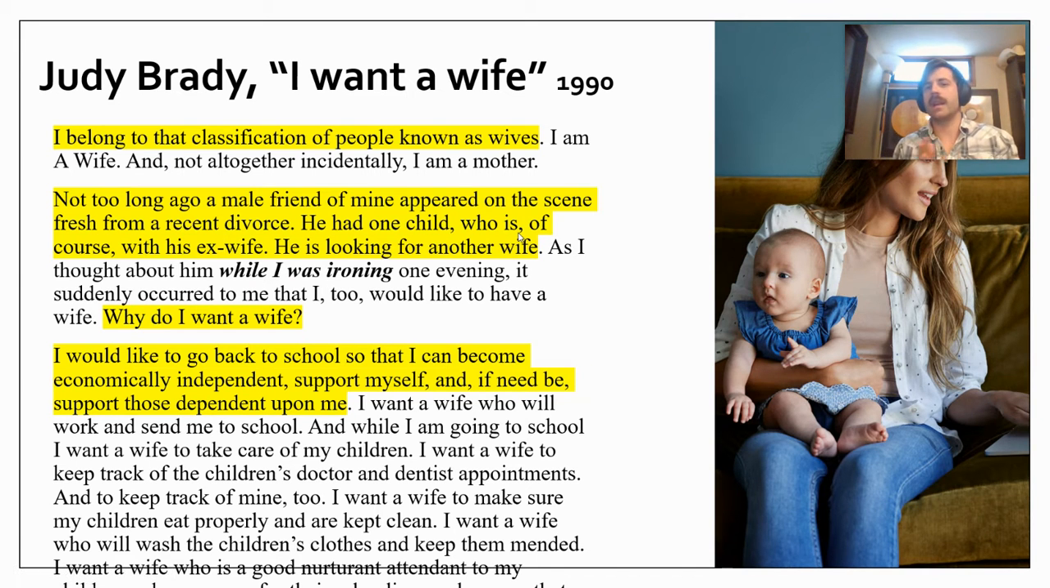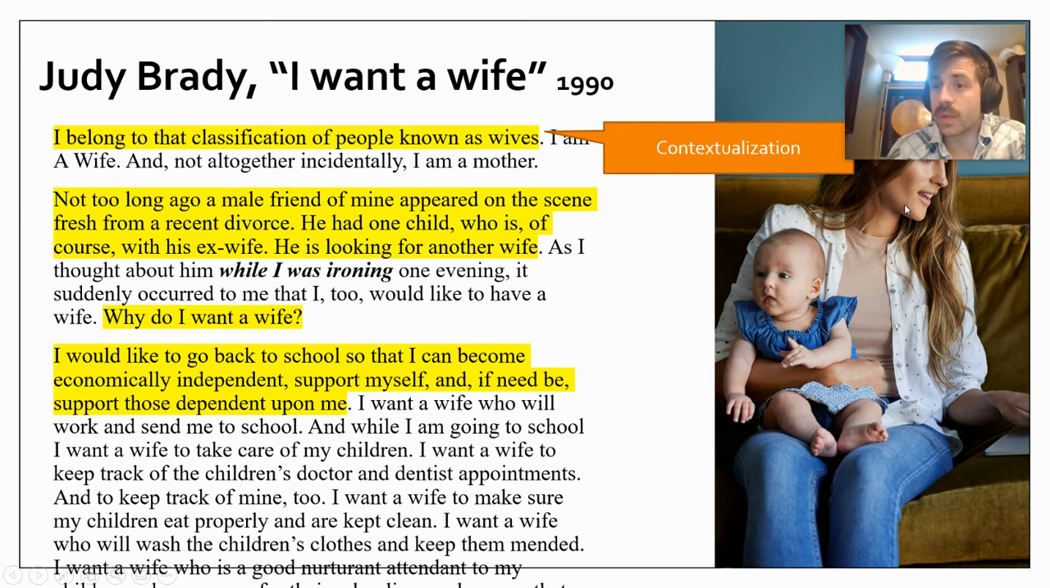This is an essay called I Want a Wife, written in 1990 by author Judy Brady. I'm just going to read the first little bit to you. "I belong to that classification of people known as wives. I am a Wife, and not altogether incidentally, I am a mother." So right here, we start with a contextualization. We know kind of what this essay is going to be about. We know where she's coming from. She's contextualizing her background, right?